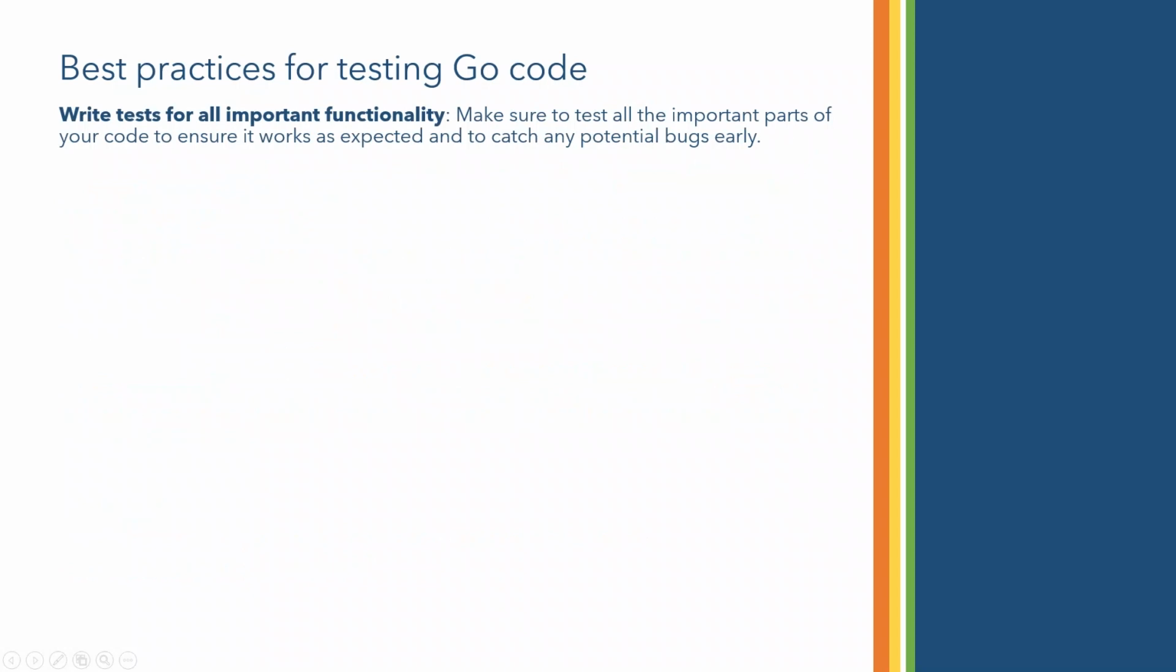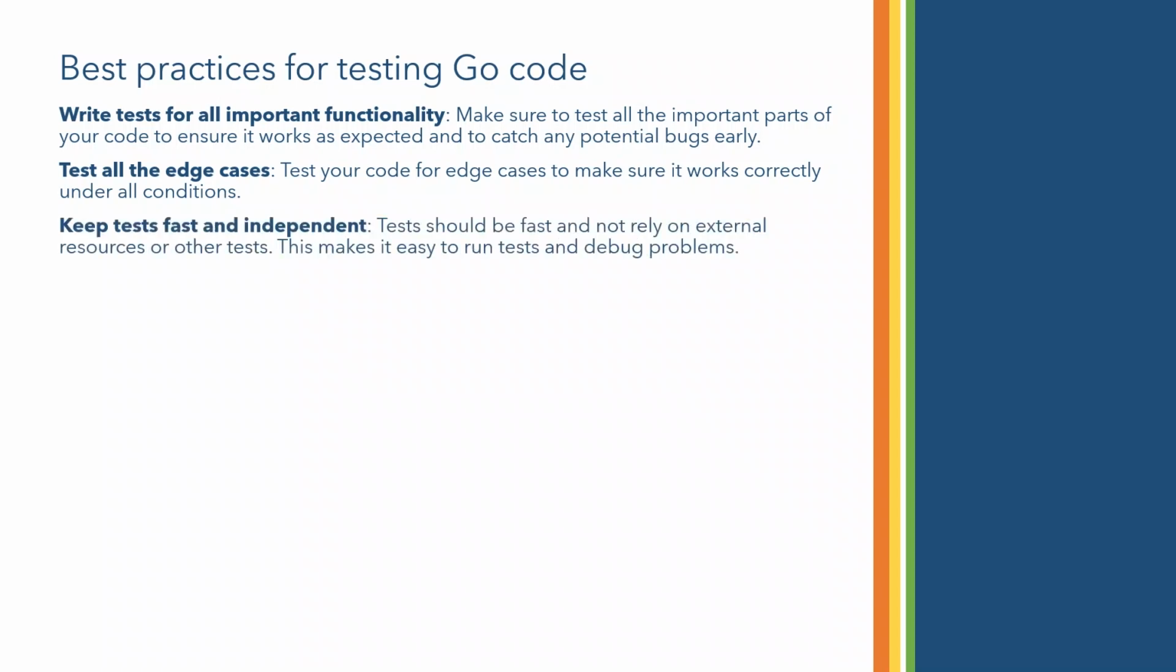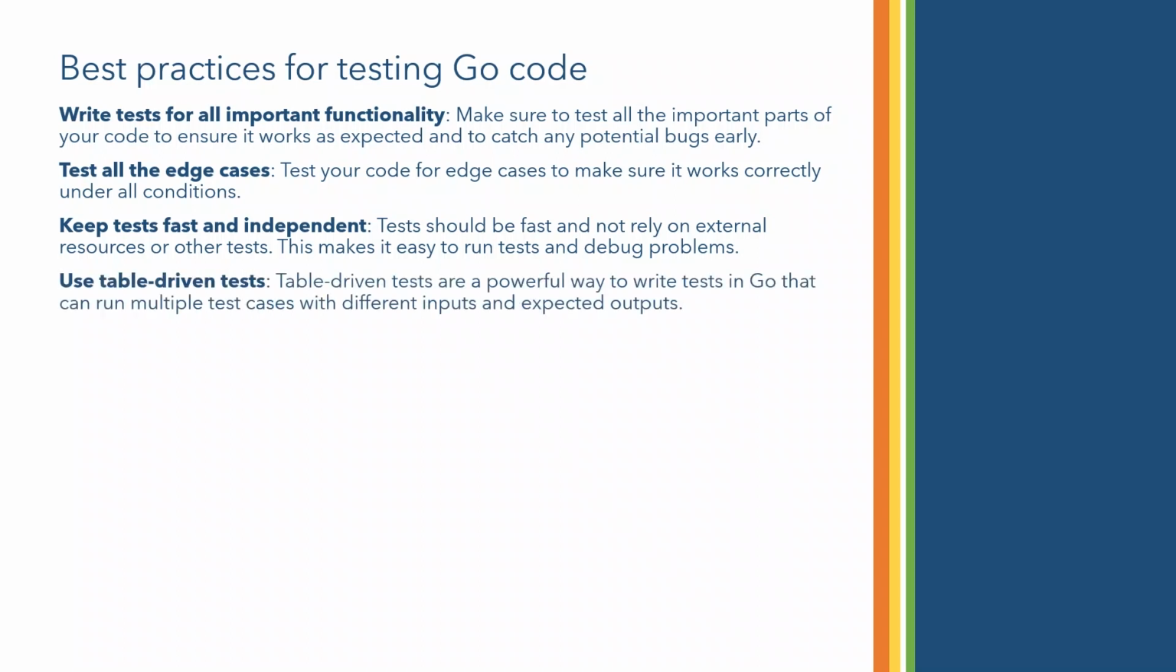Best practices for testing Go code. Write tests for all important functionality. Make sure to test all the important parts of our code to ensure it works as expected and to catch any potential bugs early. Test all the edge cases. Test your code for edge cases to make sure it works correctly under all conditions. Keep tests fast and independent. Tests should be fast and not rely on external resources or other tests. This makes it easy to run tests and debug problems.